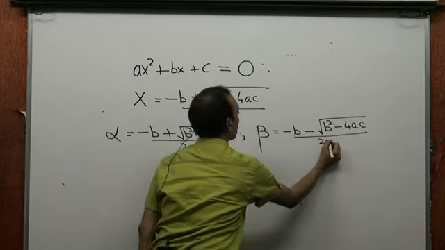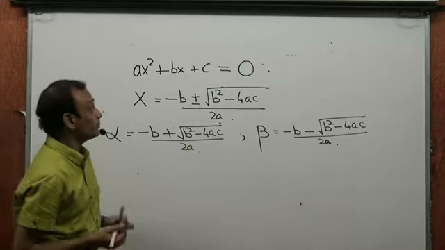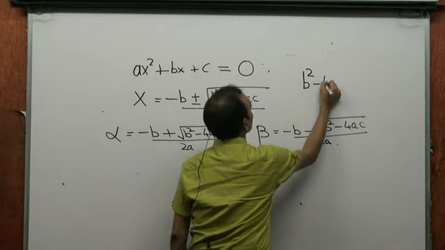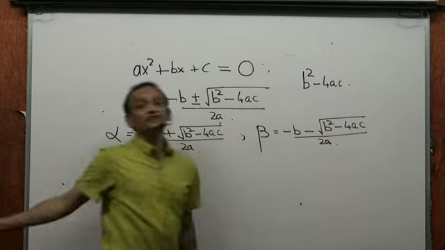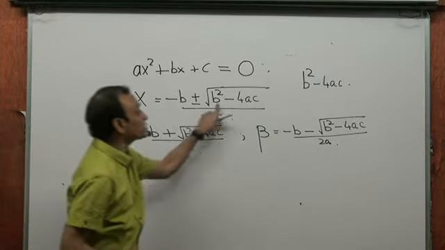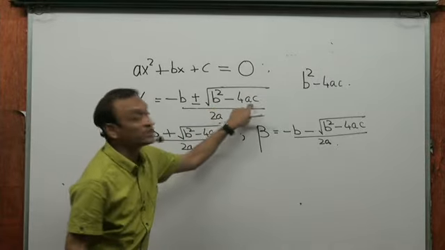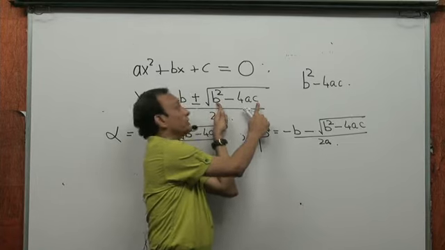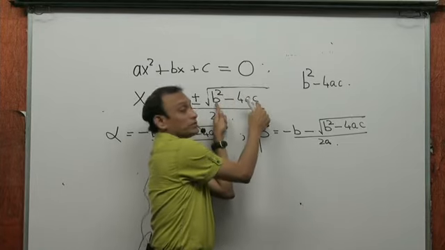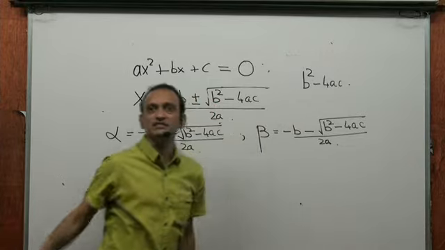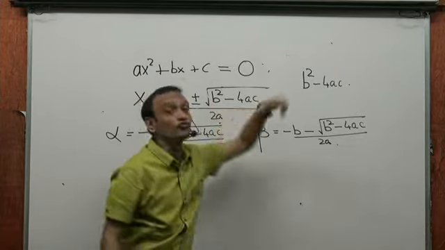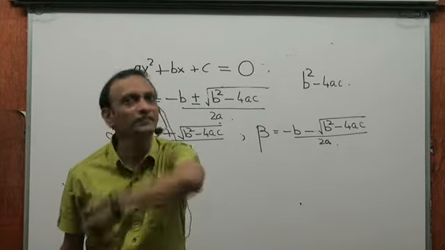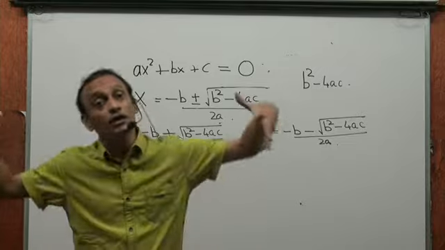Right? Now, very clearly, the critical entity here is b squared minus 4ac. It's important to understand what this number stands for. B squared minus 4ac is the quantity inside the square root. And if this quantity turns out to be a negative number, then the square root of a negative number is not a real number. It will be a complex number.